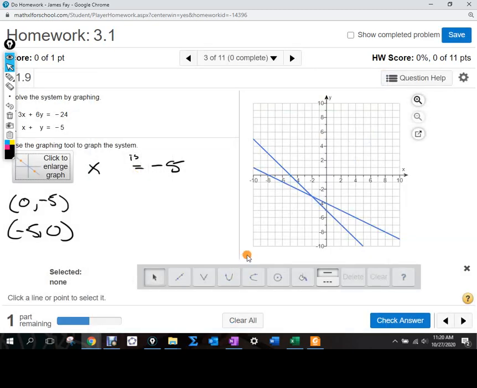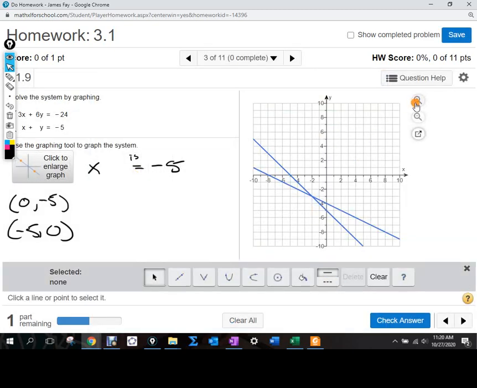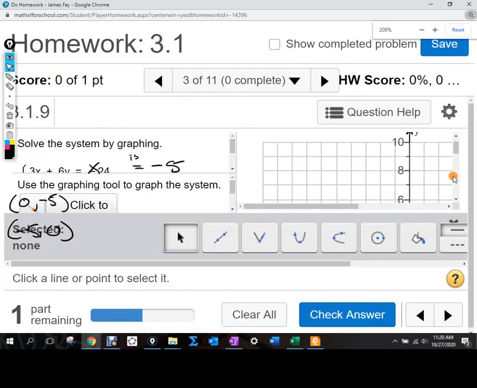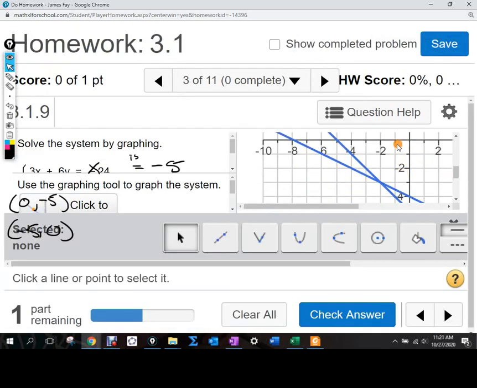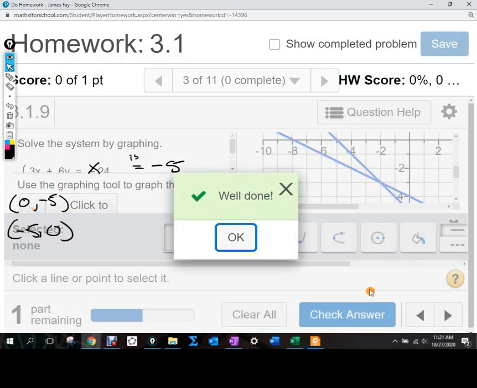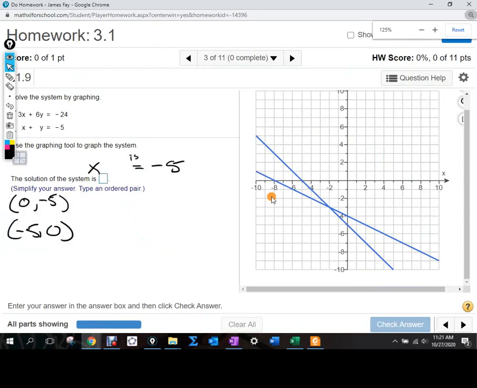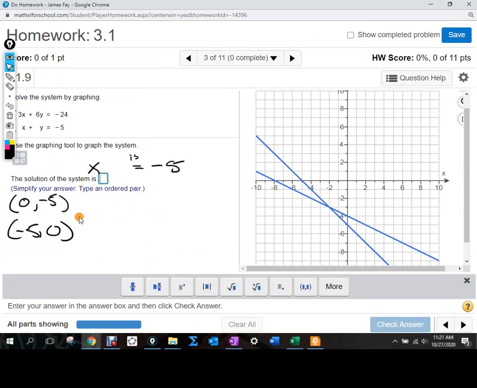Save that. And now, if I want to know where these intersect, it looks like they're intersecting at negative 2, negative 2, right? I'm not sure if they ask for what the intersection is. They just want you to see if you got... Okay, so once you graph it, hit save, and then it'll ask you for the solution. So then that's where you plug in negative 2, negative 2. Yes, Stella?